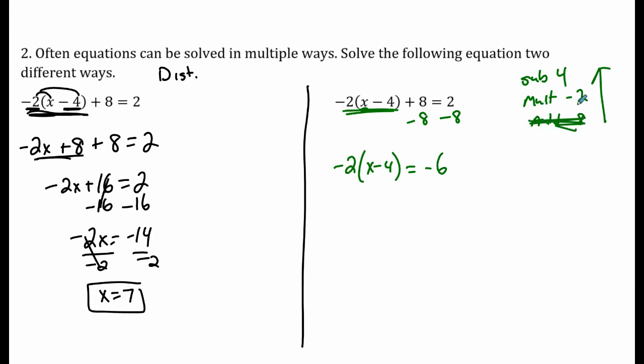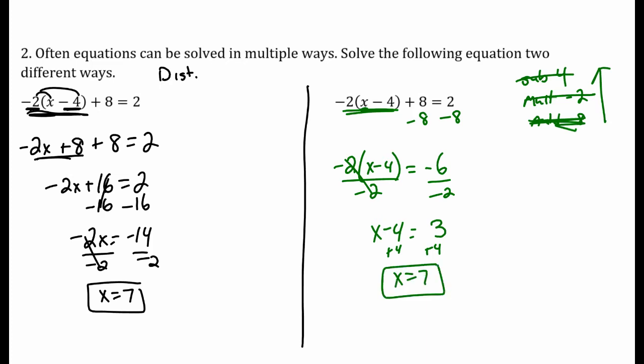How do I undo multiplication? I undo multiplication by dividing. x minus 4 equals positive 3. Well, I don't care about x minus 4. I want to undo that subtraction by adding, and get x equals 7, which is good because that's what we got when we applied the distributive property.